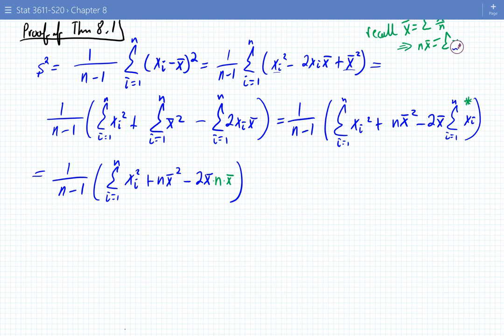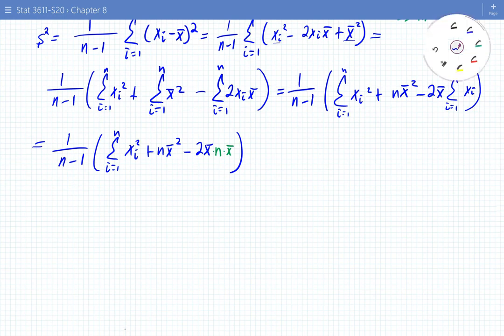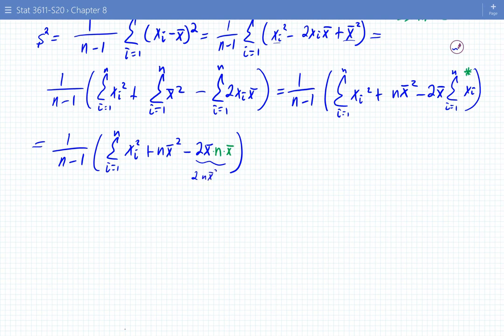Okay. Cool. So what do we have here? We have multiple x bars. This is x bar squared stuff, right? You've got 2n. So what is this right here? This is just 2n x bar squared, 2 times n times x bar squared. And we have n x bar squared minus 2n x bar squared. That leaves us with negative 1 n x bar squared.